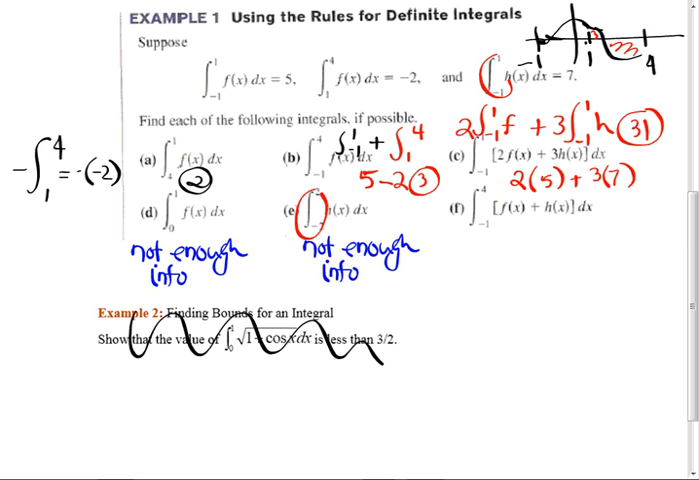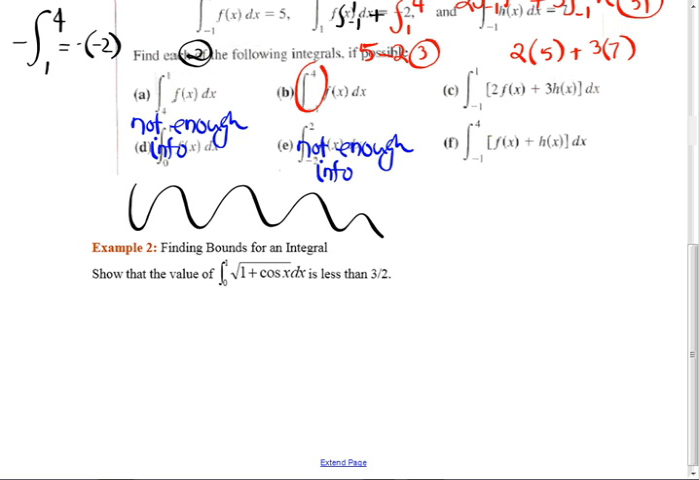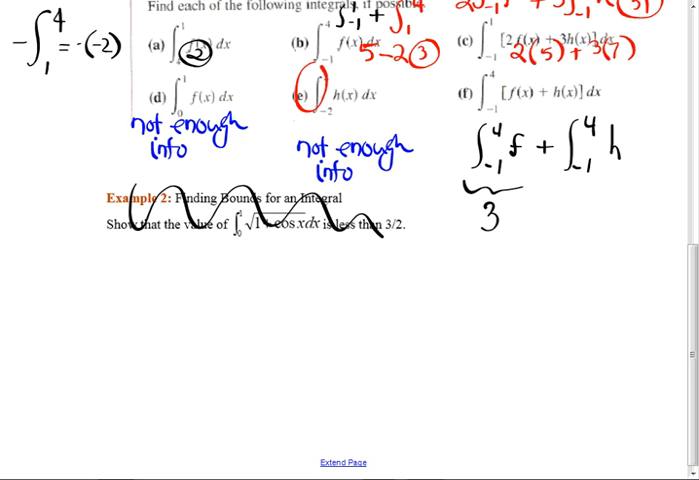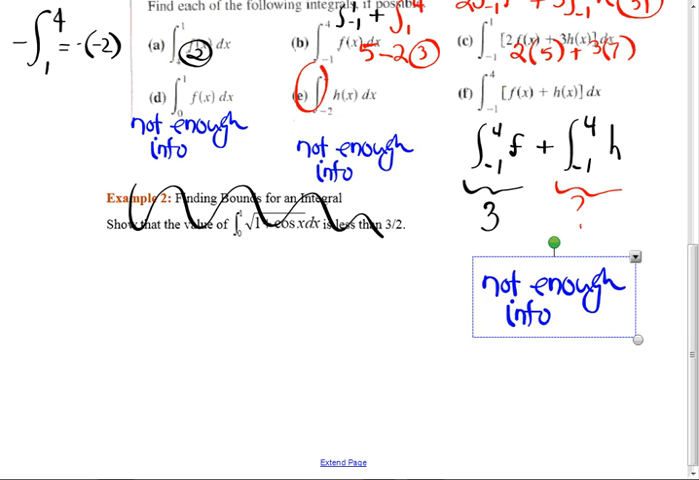What about this one? So I want to leave that up here. No, you don't, because you have the integral from -1 to 4 of f plus the integral from -1 to 4 of h. Even though I can do -1 to 4 of f, which was 3, what is this? I don't know, because we did it in part B. Not enough information.